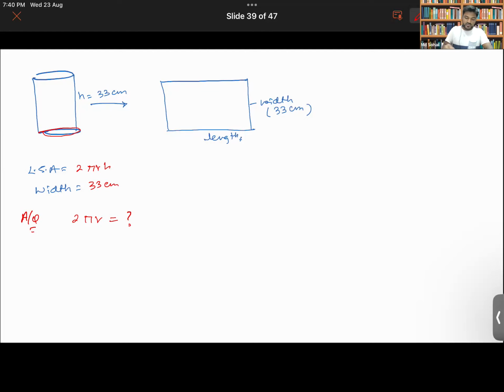First you will get the radius from here. First you will find out the radius of the cylinder. Now let's solve the question. Shall I solve it or will you guys attempt it first? We will attempt first. Okay, give it a try.